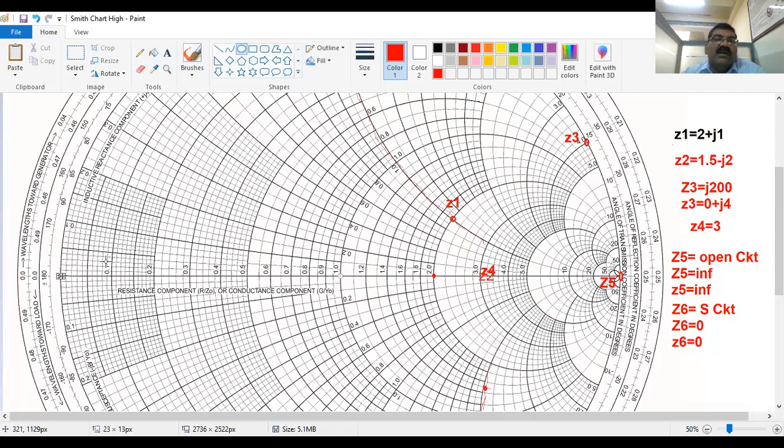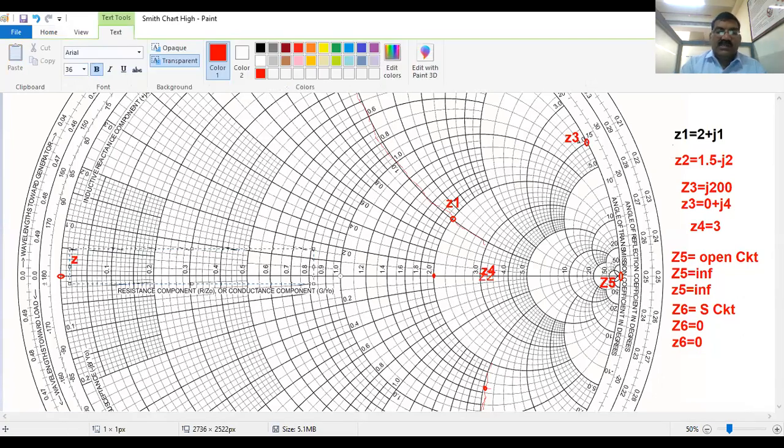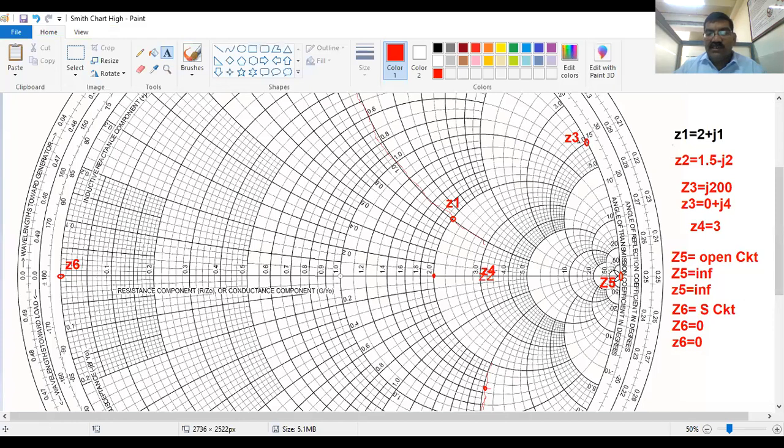So this is the mark, and this is nothing but the small z6. This is your z6. So we got the answer. Now only two impedances remain, z7 and z8. So z7, I'll take 50 ohm.